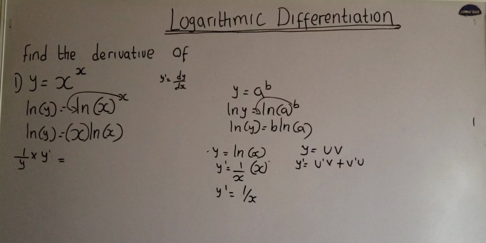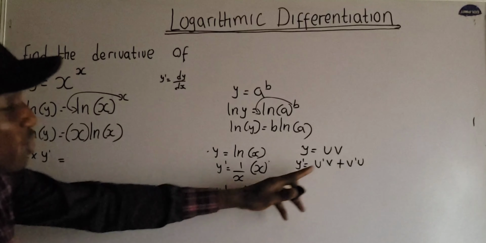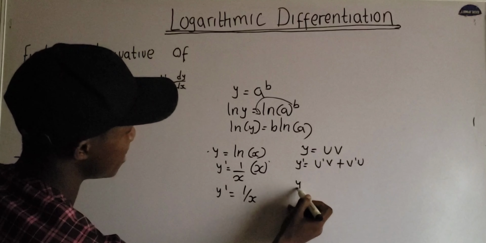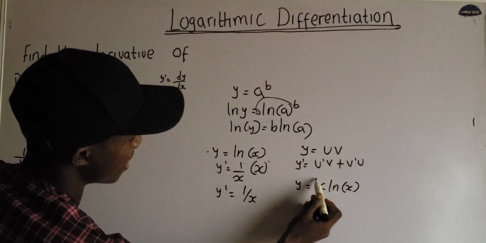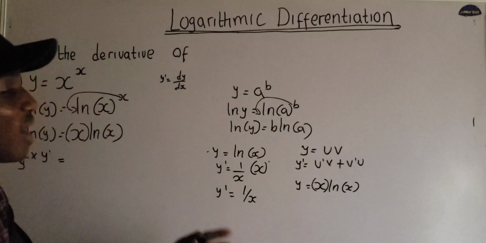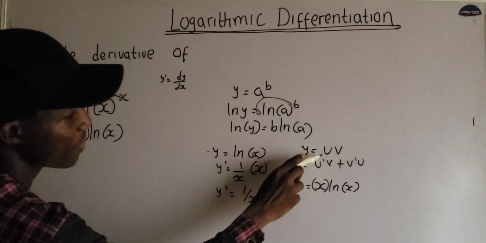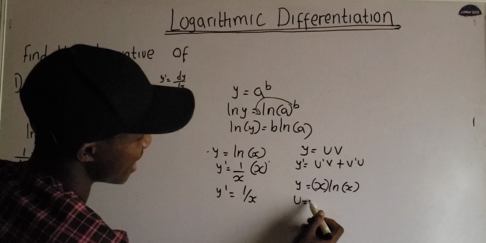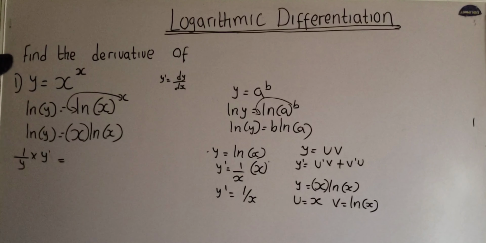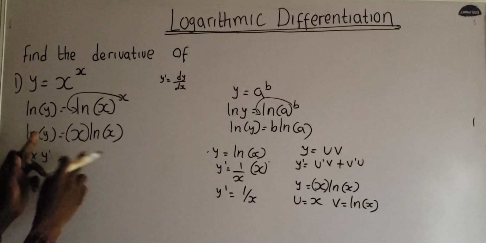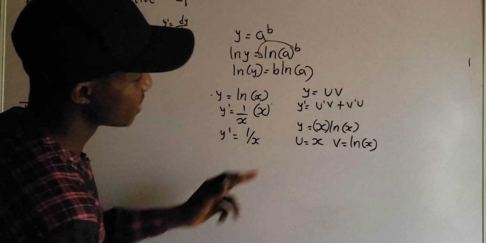u. Now, if you compare the right hand side of this equation with this, I can say that y equals x ln x. Let me put it: y equals x ln x. I just bring the right hand side out. So if you compare, u is x and v is natural log of x. Please don't be confused. I just bring the right hand side of this equation out so that I'll be able to differentiate it using the product rule. Now let us take the derivative of y.